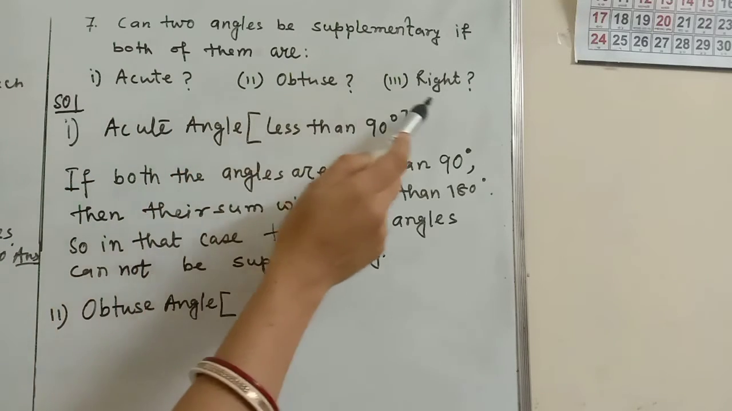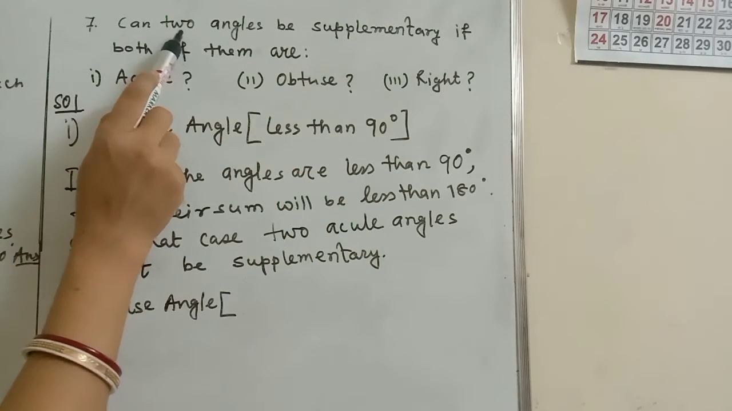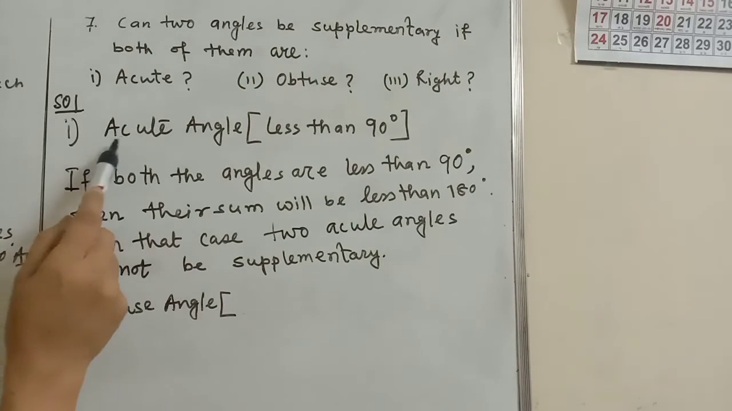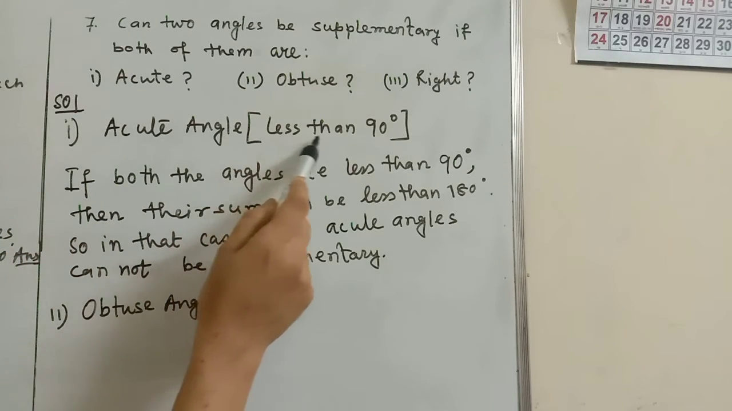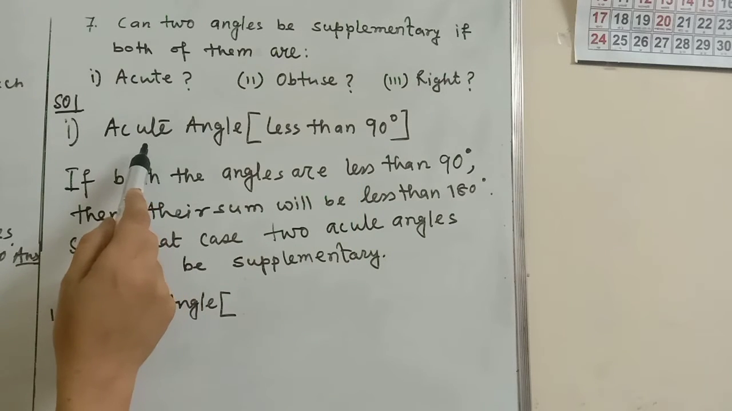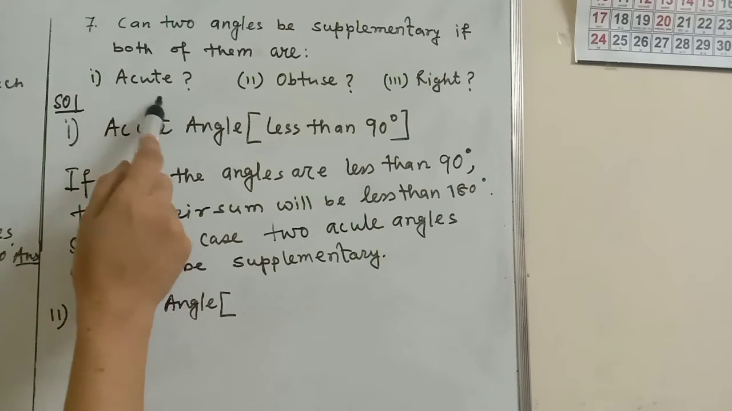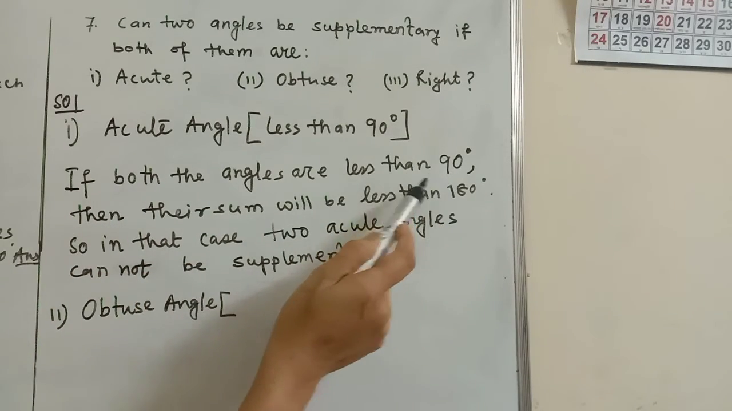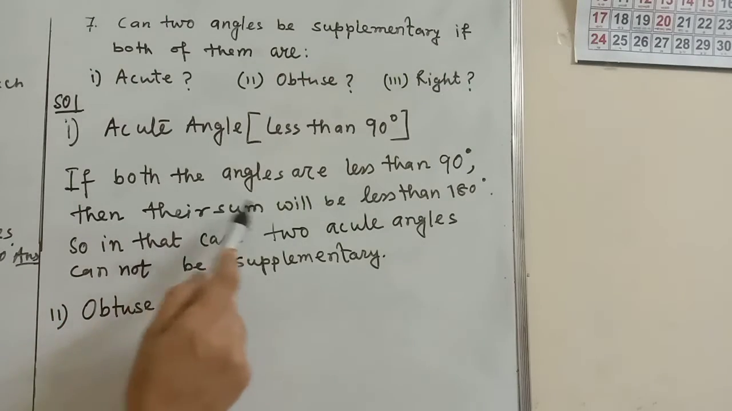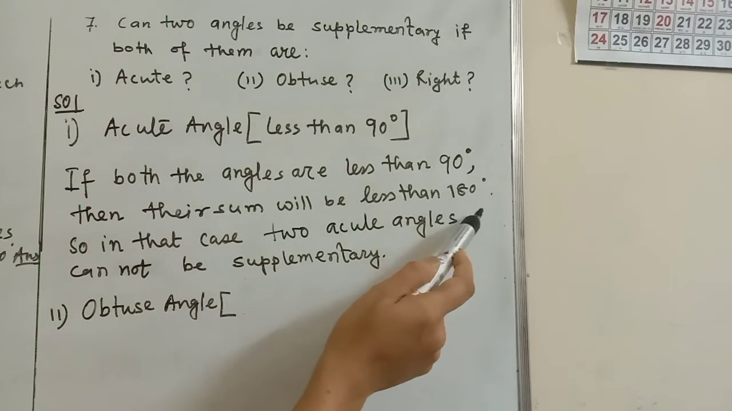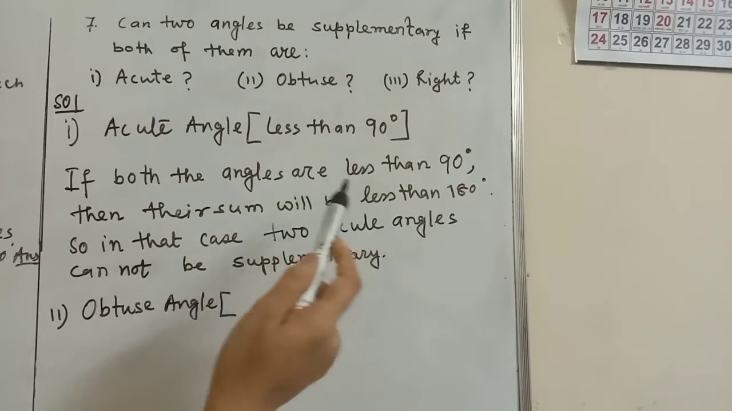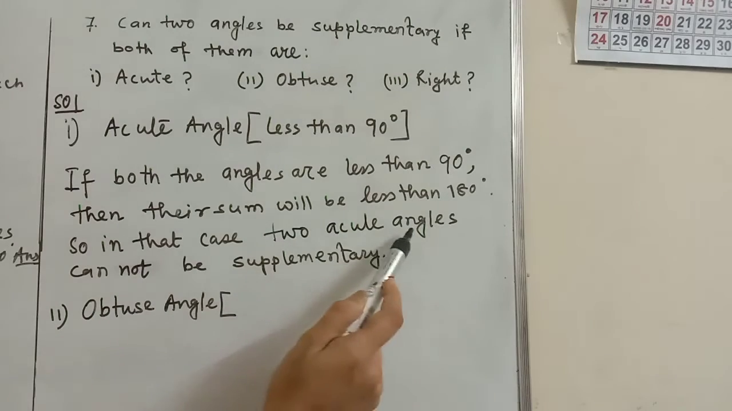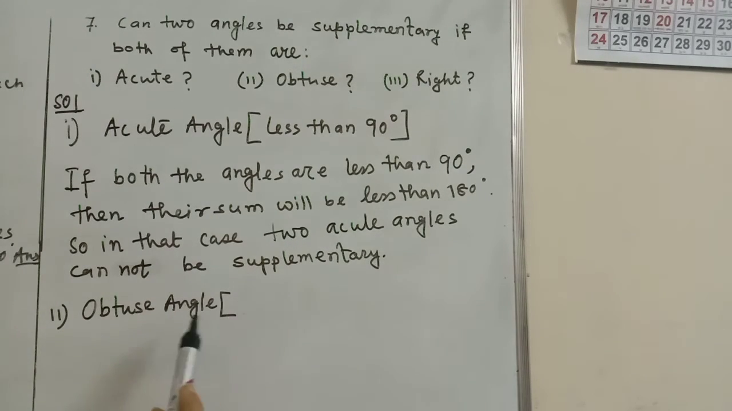Part 2 is obtuse and part 3 is right angles. Can two angles be supplementary? Let us try with acute angles. You know that angles which are less than 90 degrees are known as acute angles. Now if both the angles are acute angles, that means both are less than 90 degrees, then their sum will be less than 180 degrees, obviously. So if the sum is less than 180 degrees, they cannot make supplementary angles. So in that case, two acute angles cannot be supplementary.